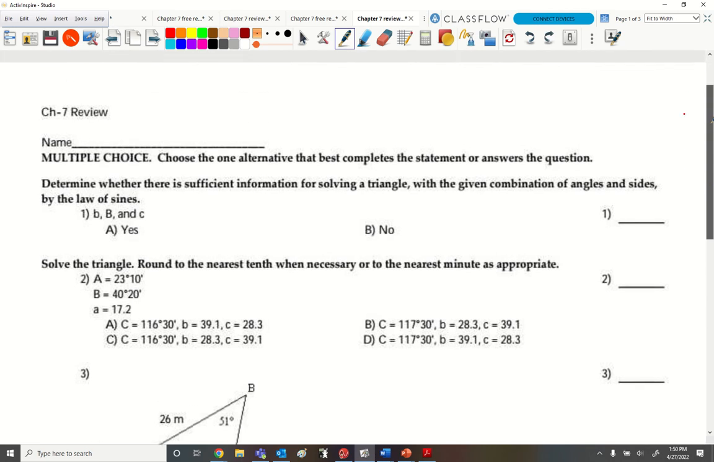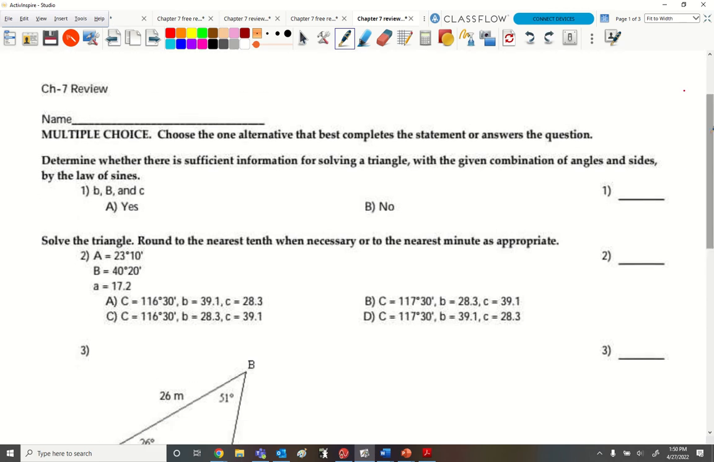My first question says, determine whether there is sufficient information for solving the triangle with the given combination of angles and sides by the law of sine. Now, to do law of sine, you have to have what? A pair. Is there a pair up there? We're looking right here at number 1. There is little b and big B, right? That's a pair. So can I use law of sine? Yes.